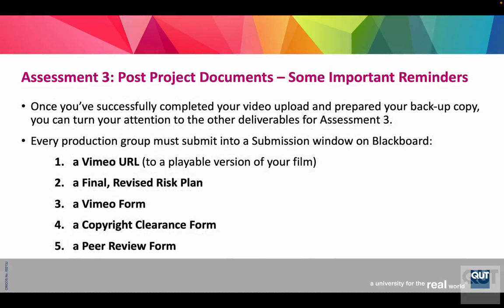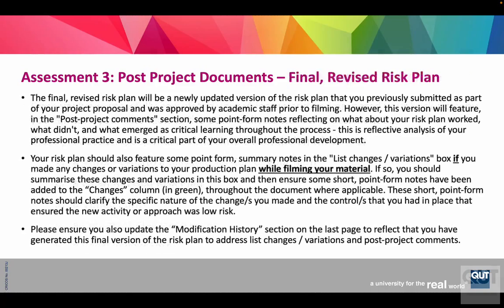All right, so with this working URL and a backup ready to submit on your hard drive or USB, we need these pieces of documentation. You can see them listed there: the Vimeo URL, of course, to your playable version, and then these 4 pieces of paperwork: final revised risk plan, Vimeo form, copyright clearance, and peer review form. Now we're going to very quickly talk about each.